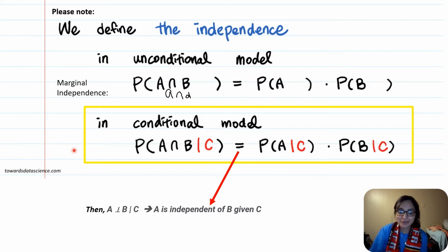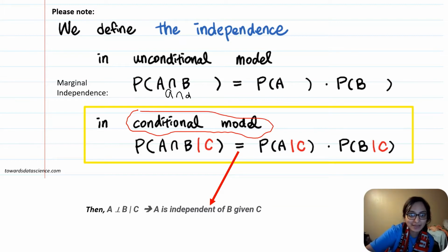However, in this video, we're talking about a conditional model. And what makes it conditional is the fact that we're given C here. So probability of A and B given C, if that is equal to the probability of A given C multiplied by the probability of B given C, then we can say that A and B are independent of each other given C. That's what we get from the conditional model. So A is independent of B given C.